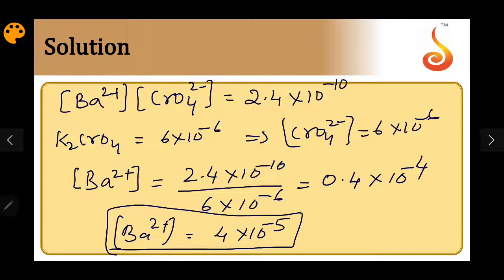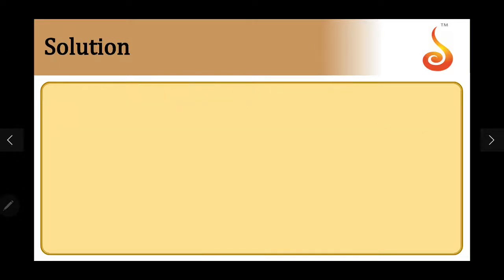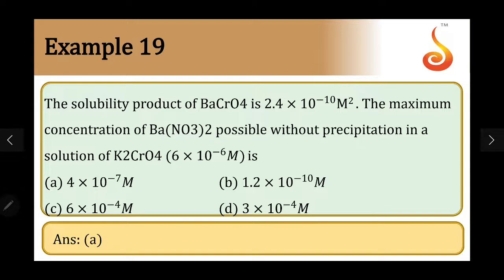So if you see the options, which one is below this or equal to this? 10^-10 is lesser but not the maximum. They are asking for the maximum concentration. So 10^-4 and 10^-4 here are ruled out. So 4 × 10^-5 is what is required. This is the maximum possible concentration among the given options. So the answer should be A.